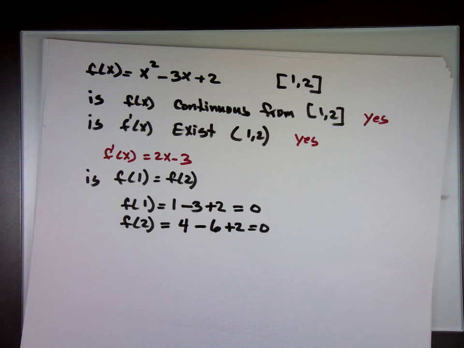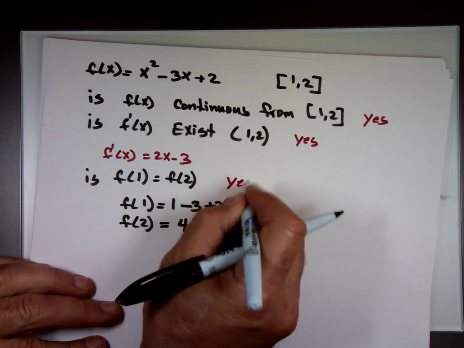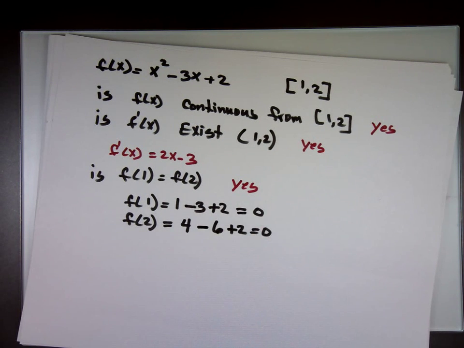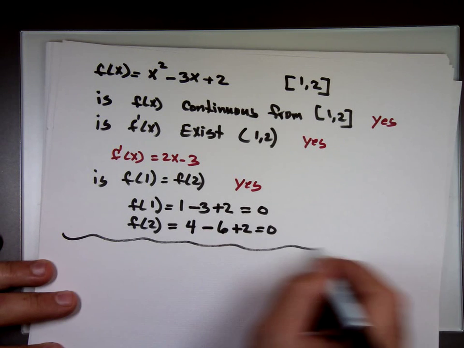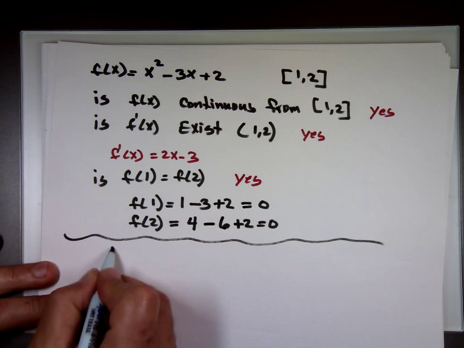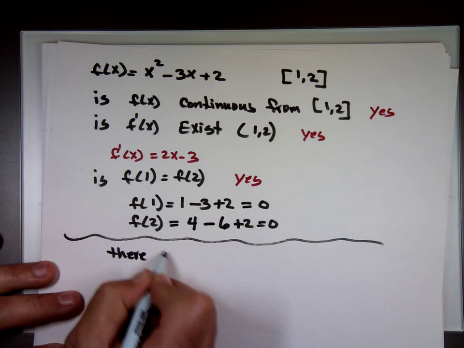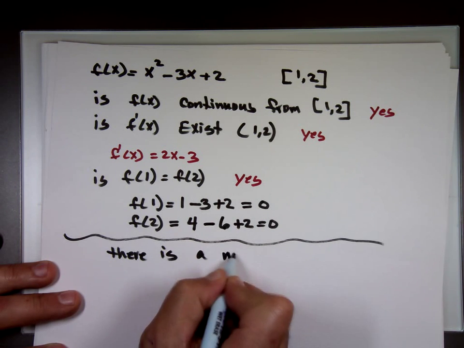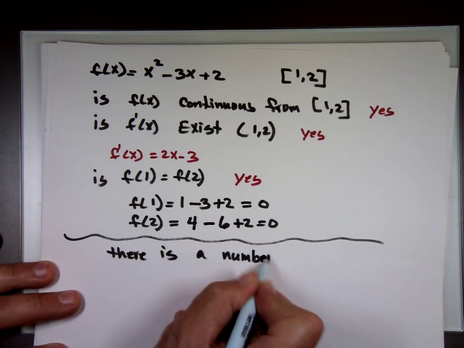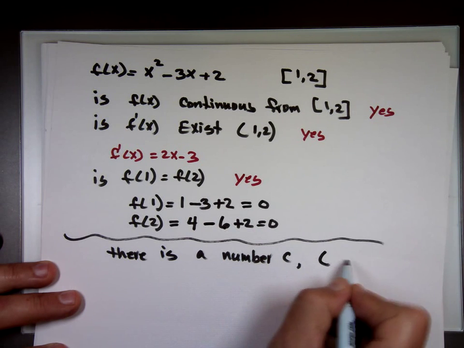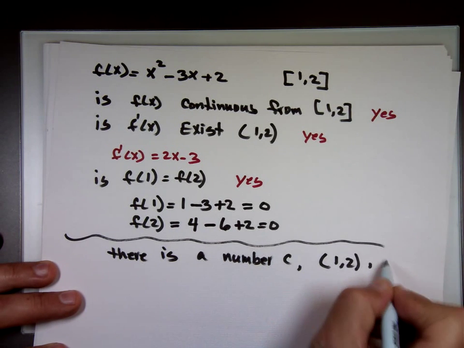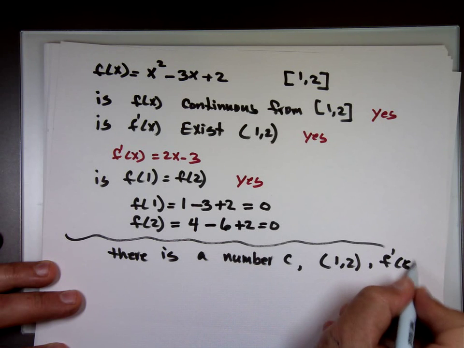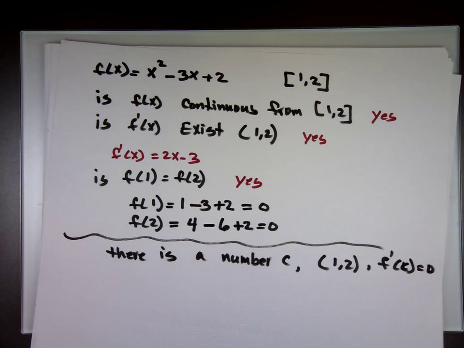So do we pass test 3? Yes. Then the mean value theorem says, guess what then? There has to be a number called c, between 1 and 2, where the derivative at c is equal to 0. Prove that now.